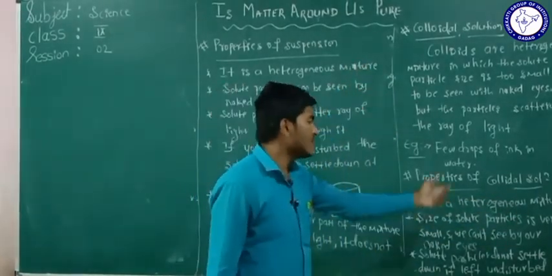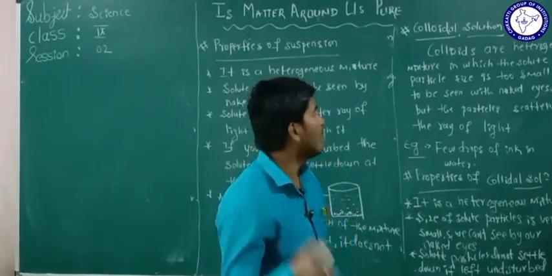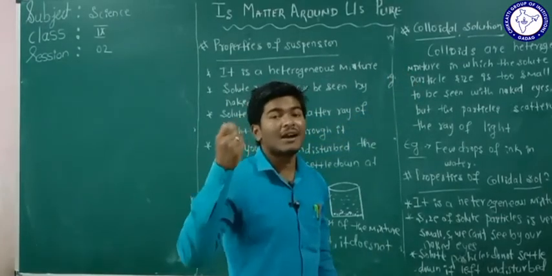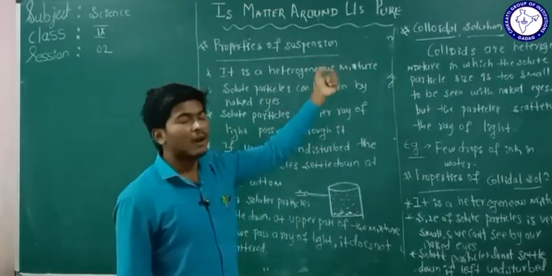The second one is the size of the solute particles is very small. The size of the solute particles present in a colloidal solution is very small. We can't see it with the naked eyes. That is the second property of the colloidal solution.